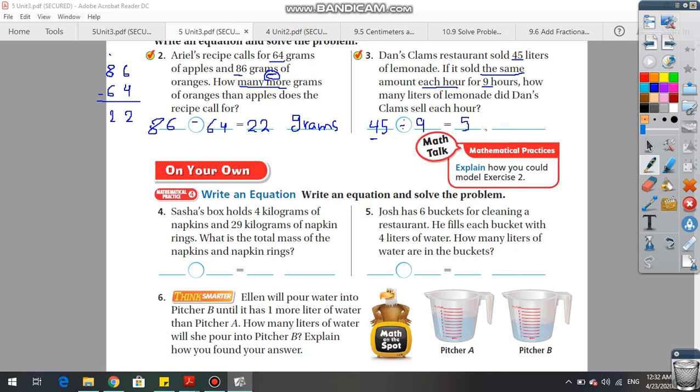5 what? Yes, 5 liters. I'm dividing the 45. I'm not dividing the 9. I'm dividing 45 among 9 hours. So I'm gonna use the unit for 45. It's liters.